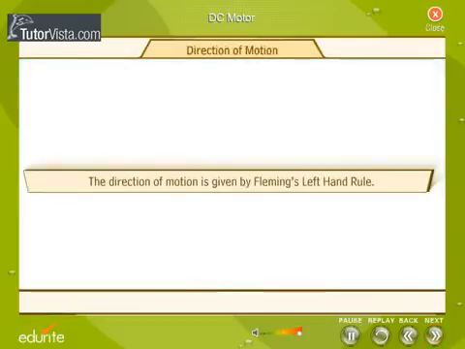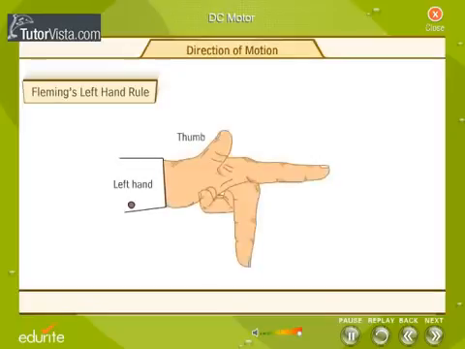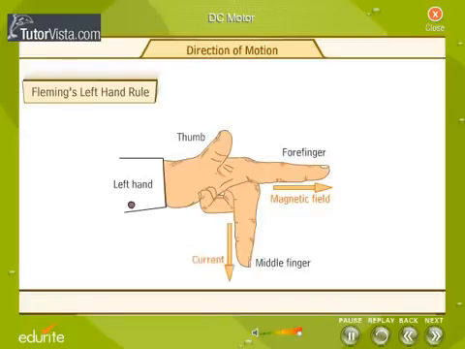The direction of motion is given by Fleming's left-hand rule. Fleming's left-hand rule: extend the thumb, forefinger, and the middle finger on the left hand in such a way that all the three are mutually perpendicular to each other. If the forefinger points in the direction of the magnetic field, the middle finger in the direction of the current, then the thumb points in the direction of the force exerted on the conductor.